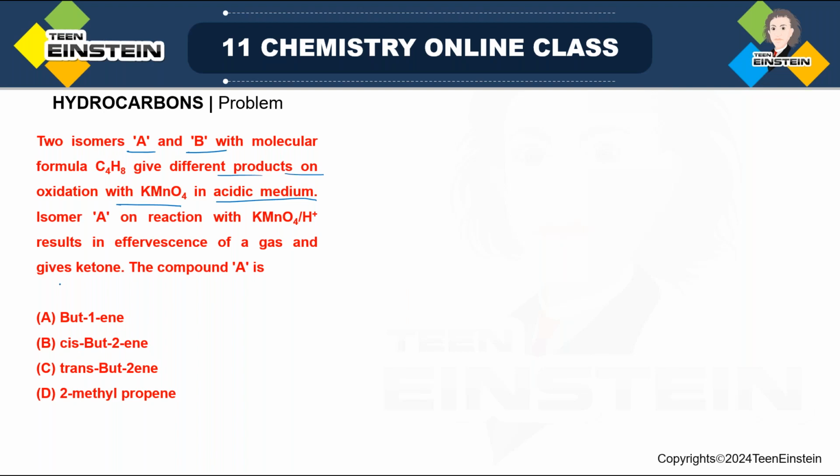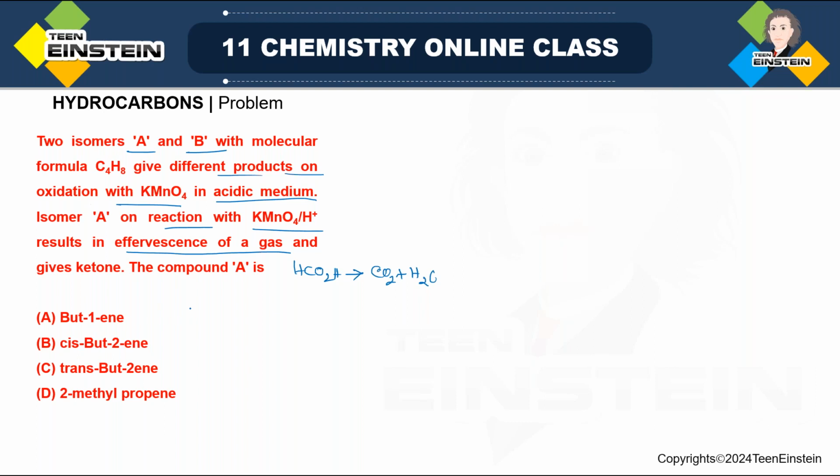So isomer A on reaction with KMnO4 acidic medium results in effervescence of a gas. So this is a very important indication. Effervescence of a gas means what? Remember, when formic acid is produced, this formic acid is ultimately converted to CO2 and H2O. That means there is a chance that formic acid will be produced. Effervescence of a gas and it gives ketone. So what will be the compound A?